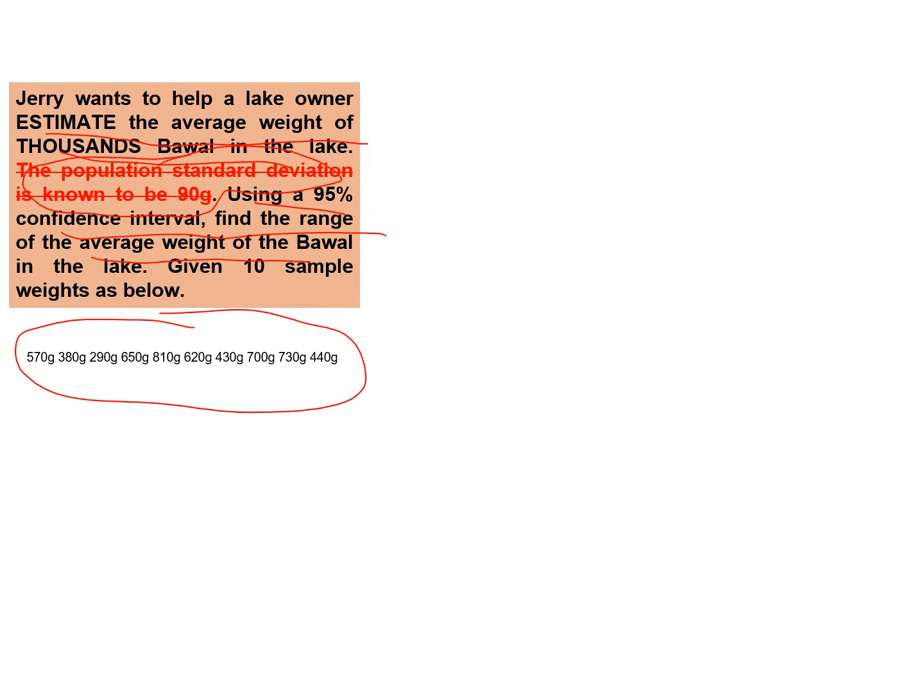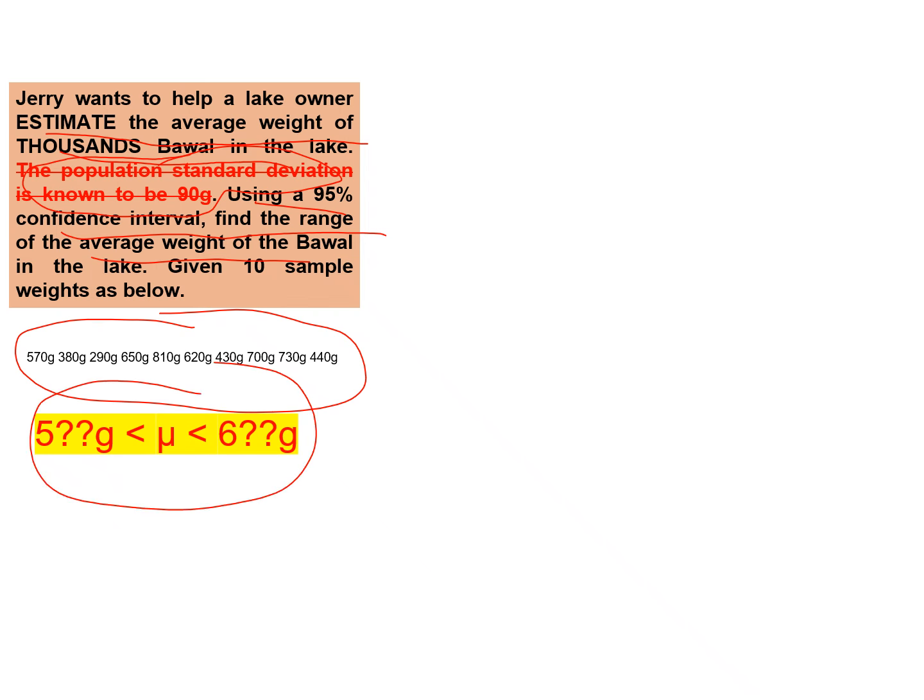How about when we don't know our population standard deviation? For this case, we don't have this information here. Jerry wants to help the lake owner again to estimate the average weight of 1,000 bawal fish in the lake using the 95% confidence interval. We want to find the range of the average weight of bawal fish. Again, he catches 10 bawal fish. This is his mission: to find the minimum and the maximum number to represent the possible population average weight.